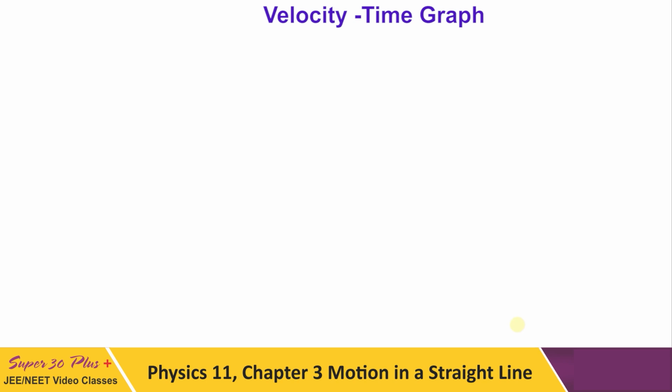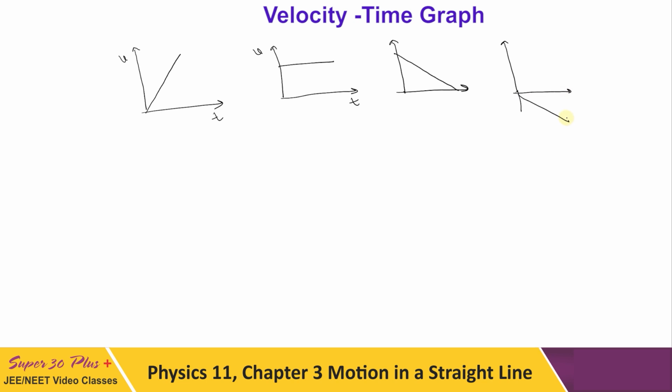Now let us see some more examples of graphs. Again I am drawing velocity versus time. So many graphs are there. Let the first graph be like this. Another be like this, all velocity versus time. Then the graph is like this, and the graph is like this. All are velocity versus time graphs. Let us now interpret all of them.